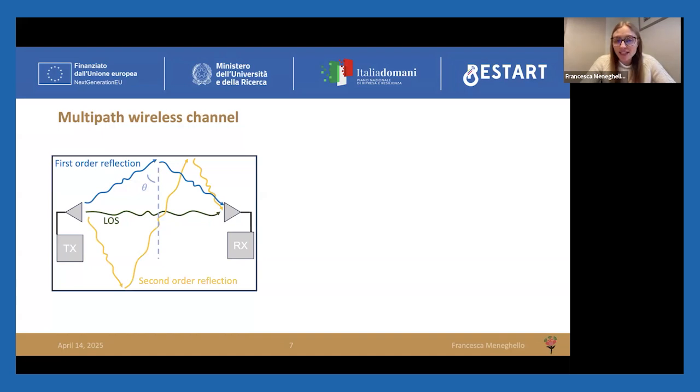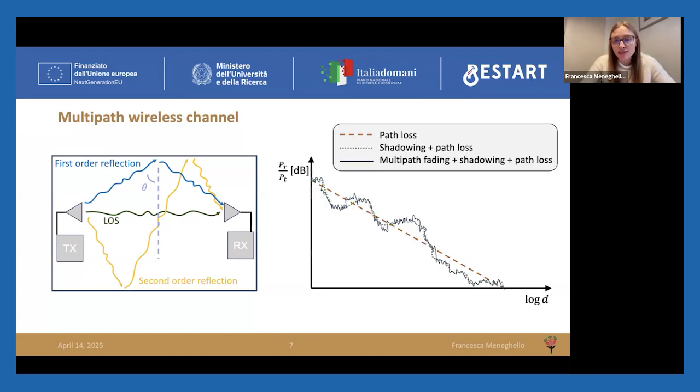In addition to the multipath effect that introduces fading in the channel, we also have the effect of the path loss that is linked with the distance between the transmitter and the receiver. And the path loss increases with the logarithm of the distance, as you can see in this plot, where we show the ratio between the received power of the signal and the transmitted one. And then you see the impact of the shadowing.